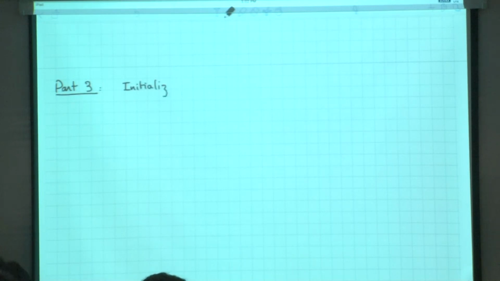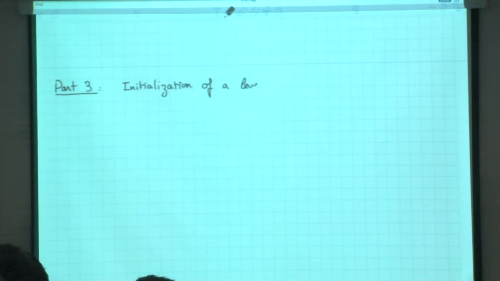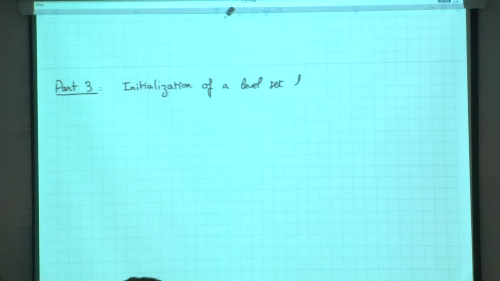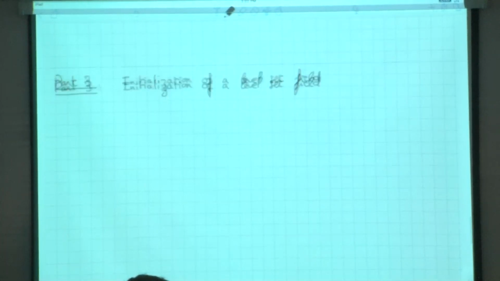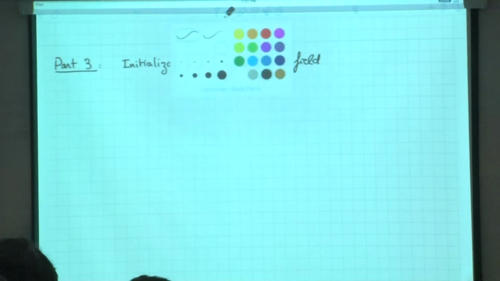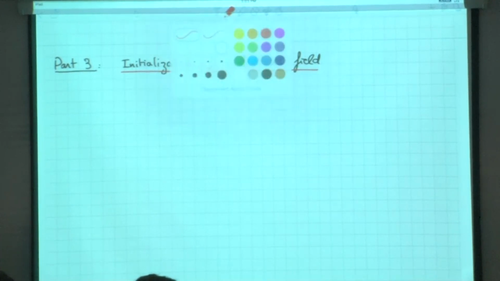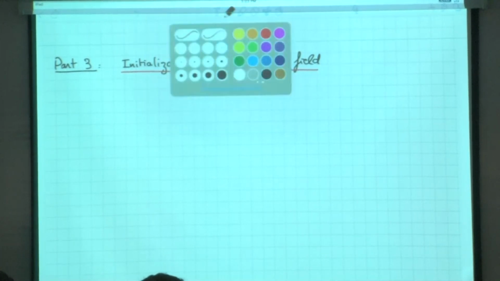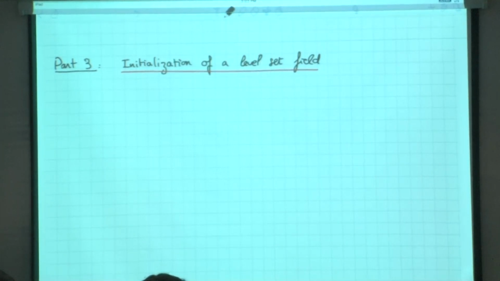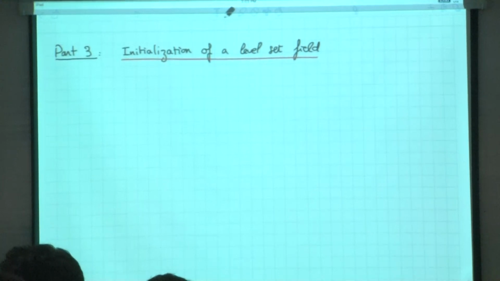Initialization of a level set field. So we said exactly already what the level set is. The level set can be taken as being the distance from the closest point on the interface. So we're going to make use of this.